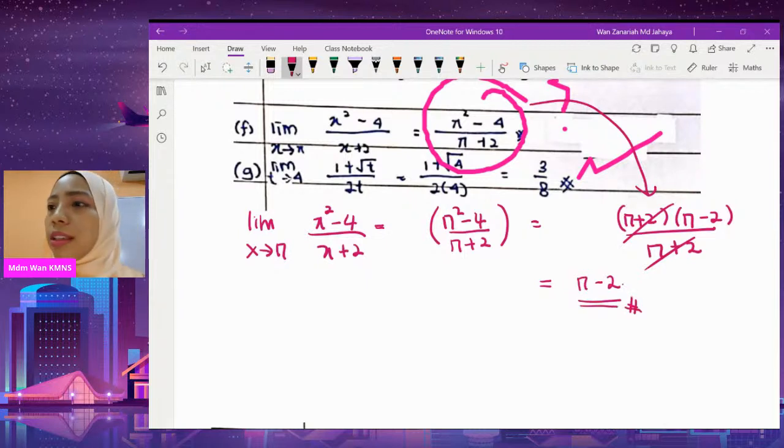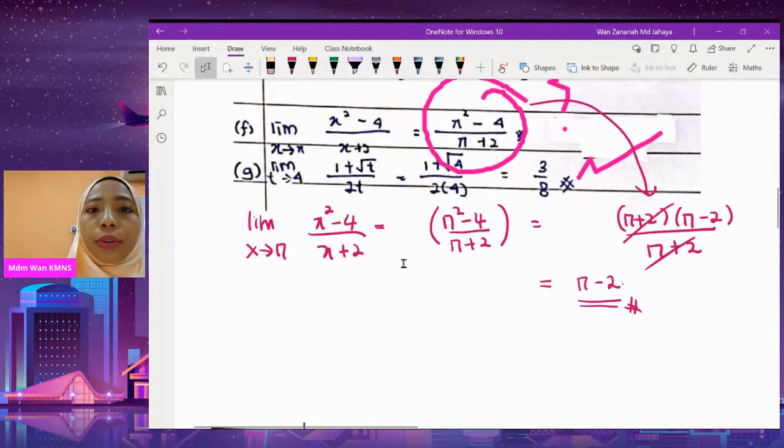Okay, does everyone get the same answer? Yes? Okay, can comment there. Does everyone get the same answer for F, pi minus 2? Okay, very good, Grace and Imelda. All right, thank you. Okay, so now G.